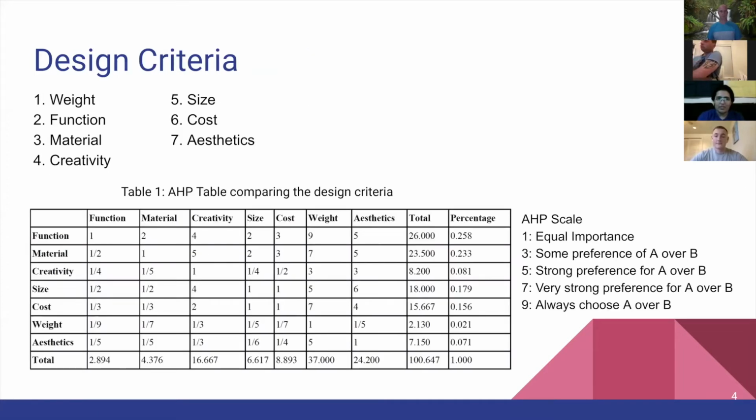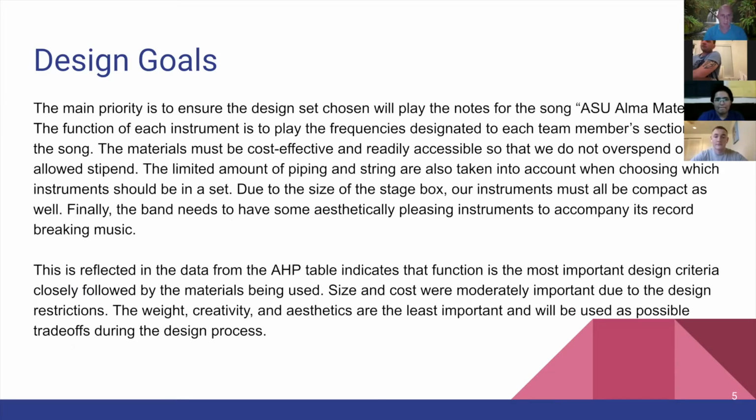The design criteria are weight, function, material, creativity, size, cost, and aesthetics. They're compared to decide which is more important using an AHP table. The main priority of our design goals is to ensure that our instruments play all the notes for the song ASU Alma Mater, and each instrument can play its specified voice. The materials must be cost-effective and readily available. The most important design criteria are function and materials, and the least would be weight, creativity, and aesthetics.